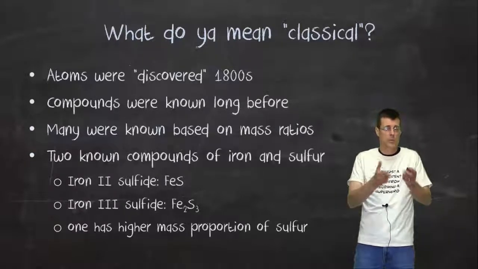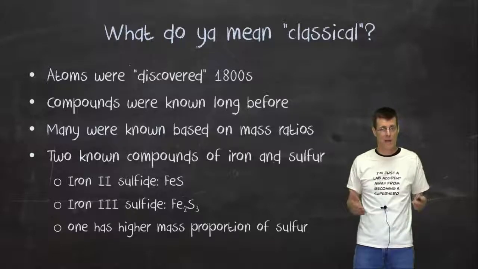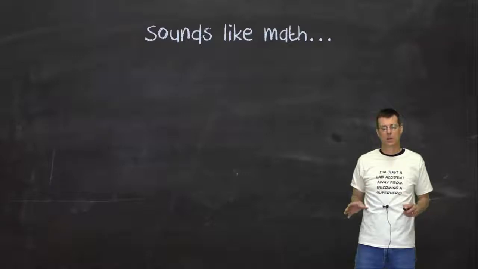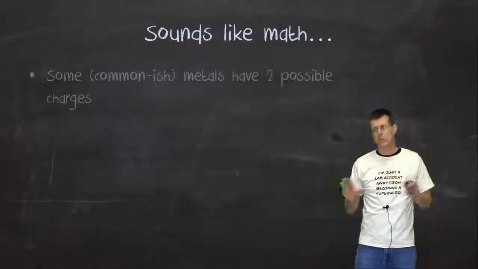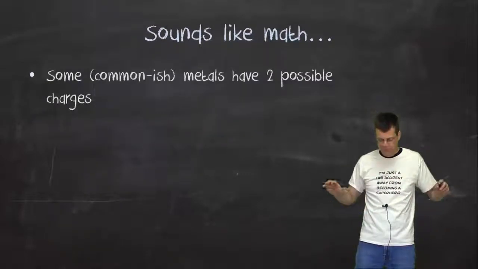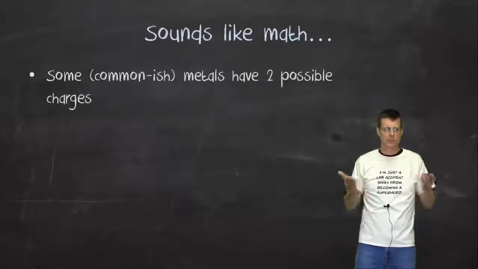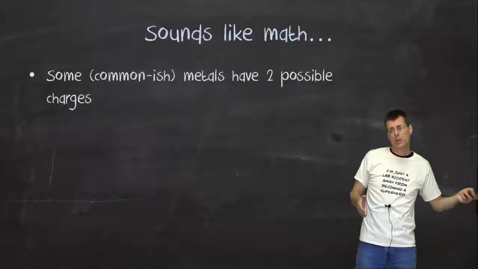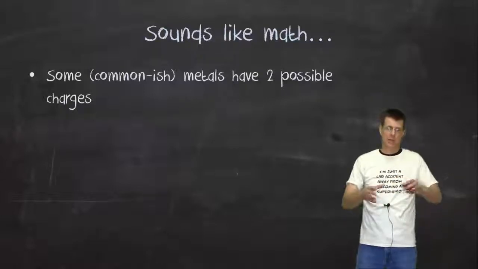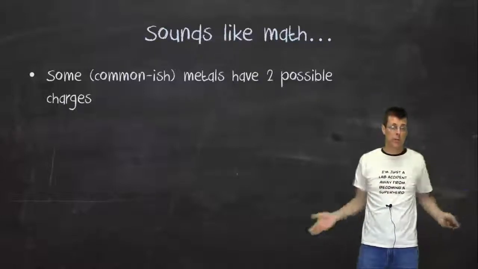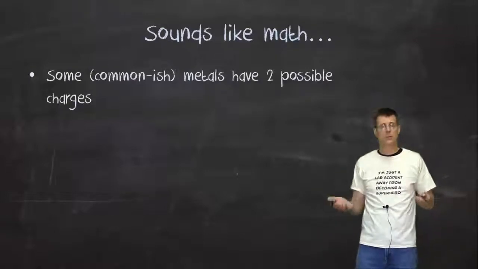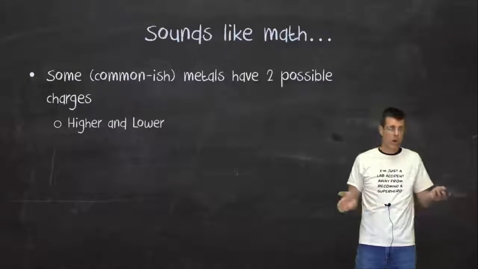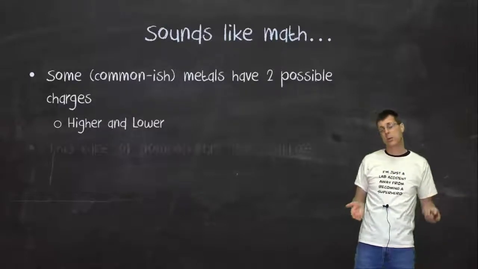So we didn't know about charges, and we didn't know about numbers of atoms. We knew about masses. Now I realize that sounds like it's going to be a lot of work, and it was for them. It's not going to be for us. But the bottom line is a lot of the elements that we know of have 2 possible charges. So unlike ones that only have 1 possible charge, and unlike Roman numerals that say we don't know how many charges, there were some that had 2 possible charges. Now if they have 2 possible charges, obviously one is going to be a higher charge, the other is going to be a lower charge.